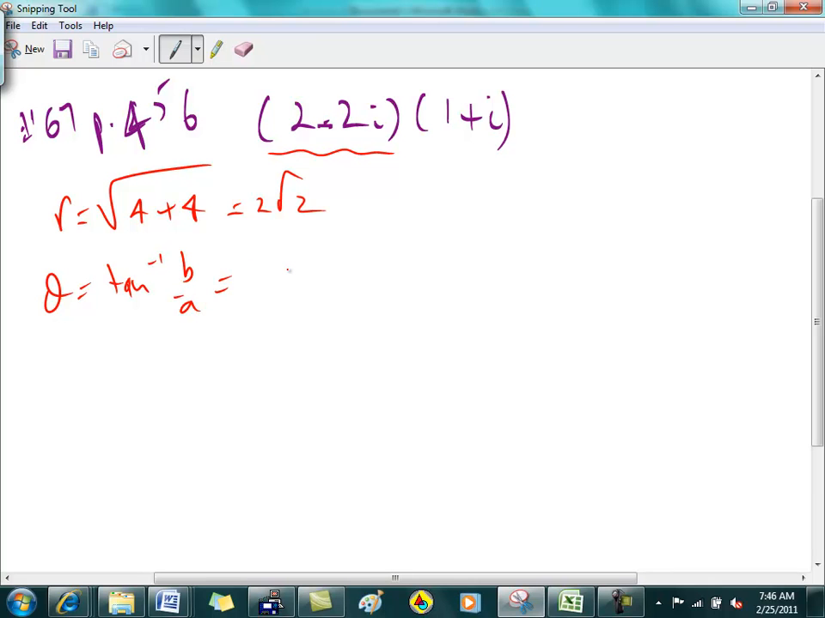So what's b equal to, Laura? -2. What's a equal to? Which is equal to -1. What quadrant does this number lie in? So it's 2 minus 2i. It's in this quadrant here.